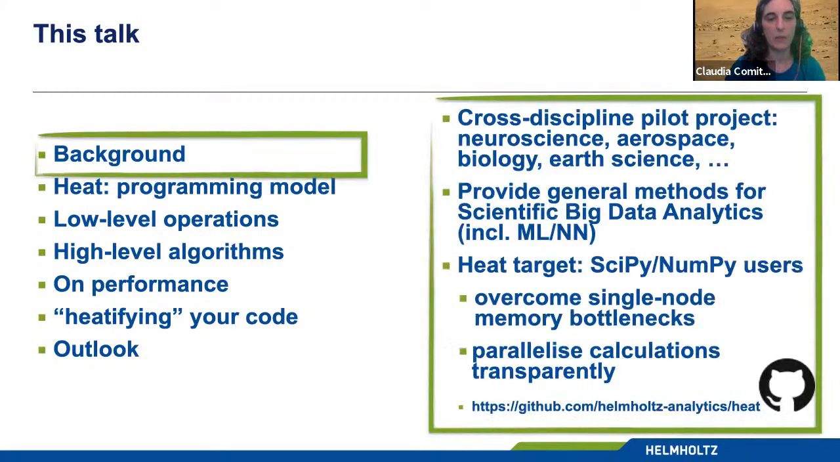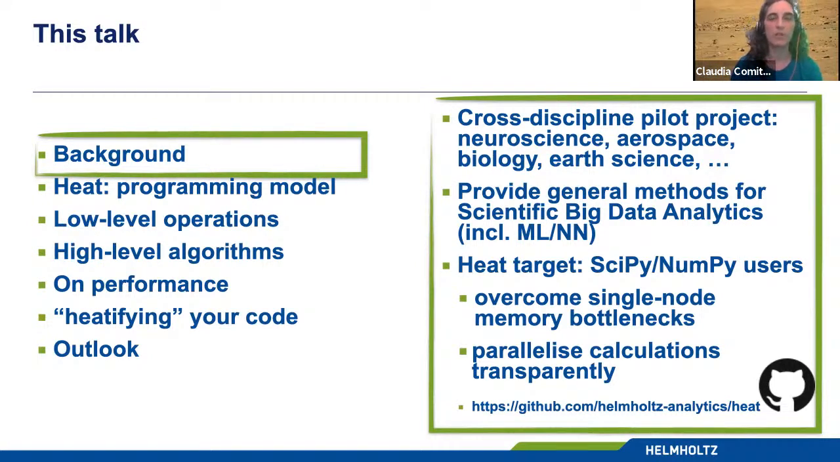Okay, so we have a cross-discipline project. As I told you, our use cases are from neuroscience, aerospace, biology, earth science, I think, and two or three more, no astronomy so far. What we wanted to do with this big project was to distill, let's say, and then provide general methods and the general toolkit for data analytics, especially big data analytics in science. So this, of course, includes machine learning and neural networks.